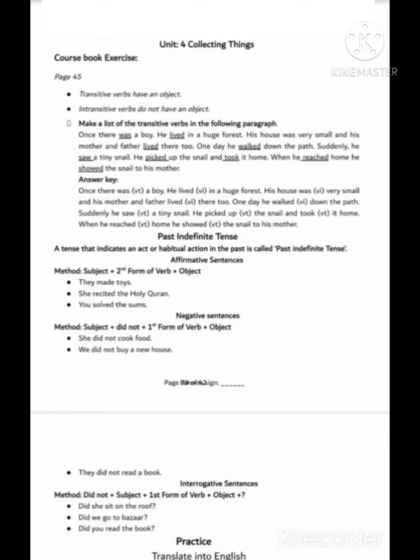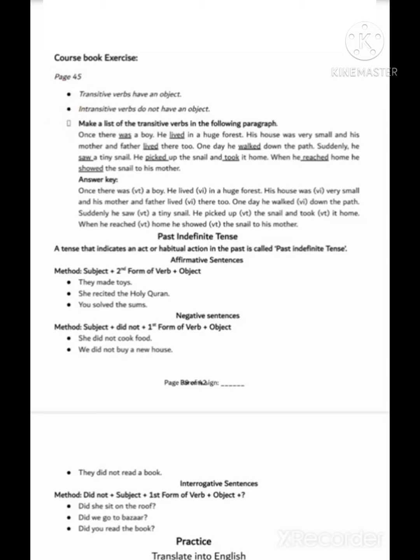Today we will do the chapter Collecting Things. We will do the course book exercise on page number 45, and today we will find out the transitive and intransitive verbs. Transitive verbs have an object, and intransitive verbs do not have an object.